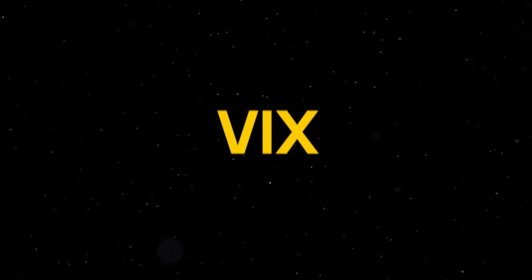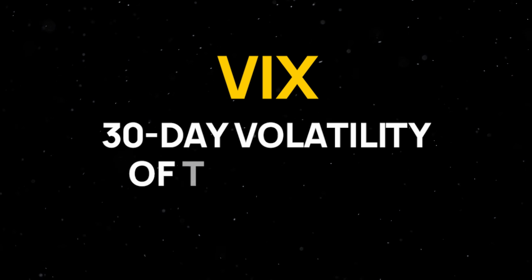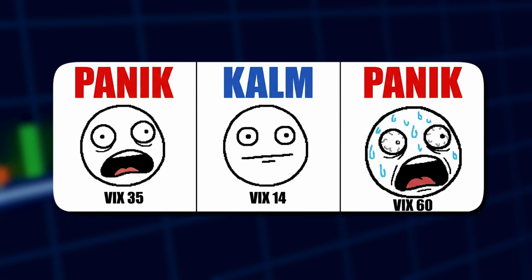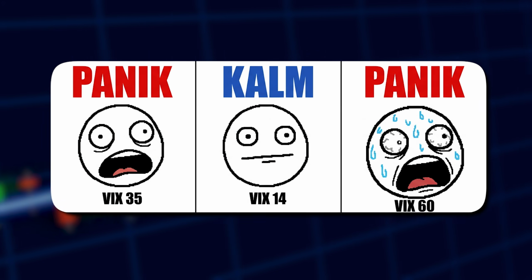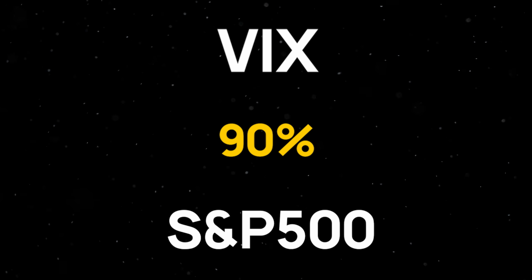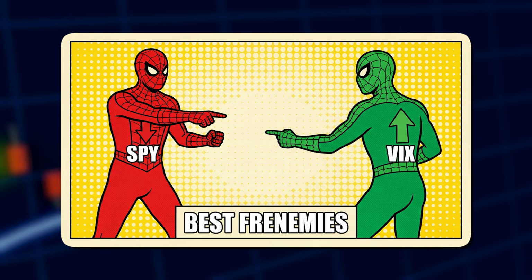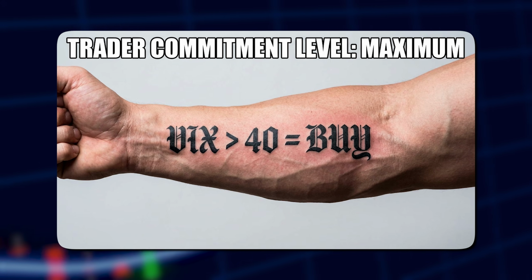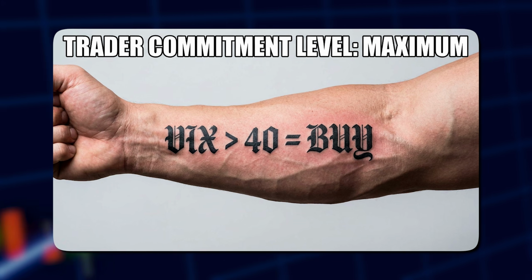Now the VIX. This is the expected 30-day volatility of the S&P 500. When traders panic and buy puts to hedge, the VIX spikes. When everyone's calm and greedy, it crashes. And here's the key. The VIX moves opposite to the S&P 500 about 90% of the time. That makes it a perfect contrarian tool. Memorize these VIX levels. Screenshot this, tattoo it on your forearm, I don't care.